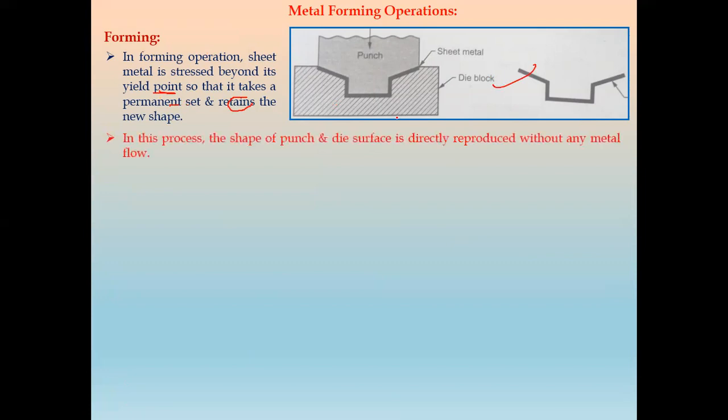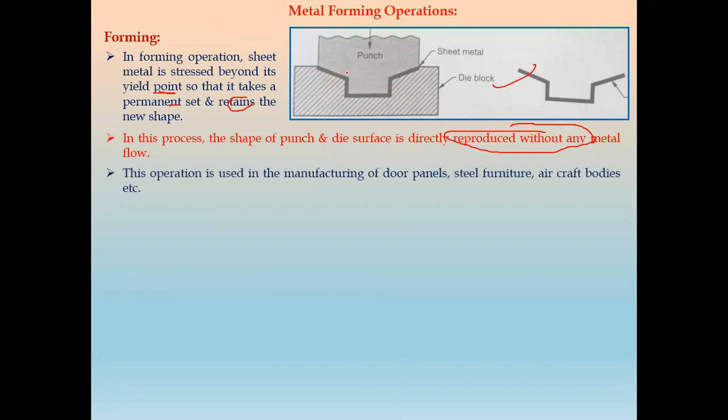In this process, the shape of the punch and die surface is directly reproduced without any material flow. So there is no flow of the material inside the cavity; it only has the same replica of the final product from the punch and die. Because of that, it will form this component. This operation is used to manufacture door panels, steel furniture, and aircraft bodies. All these operations are done using a forming operation.